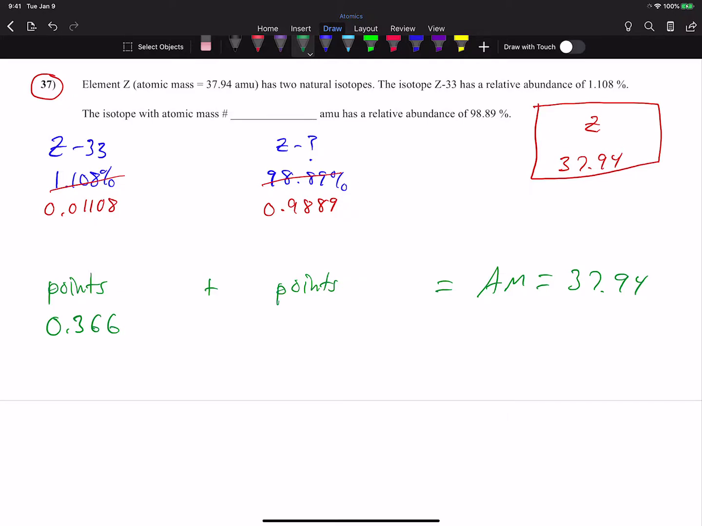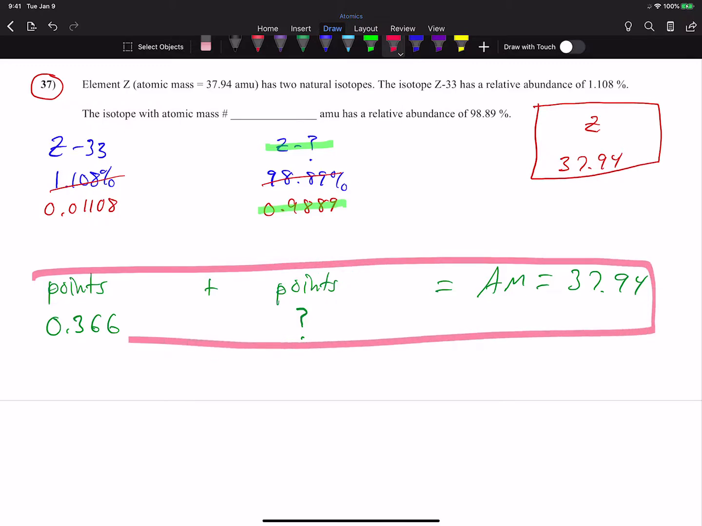So the points of the first isotope plus the points from the second isotope should add up to the atomic mass. So far we have the points from the first isotope. Now what we don't know would be the points from the second isotope, and we can't calculate that the way we've calculated it in the past, because in the past we used the decimal equivalent times the atomic mass number, but the atomic mass number here is missing. But that's okay, because we have an expression that we can solve for an unknown.